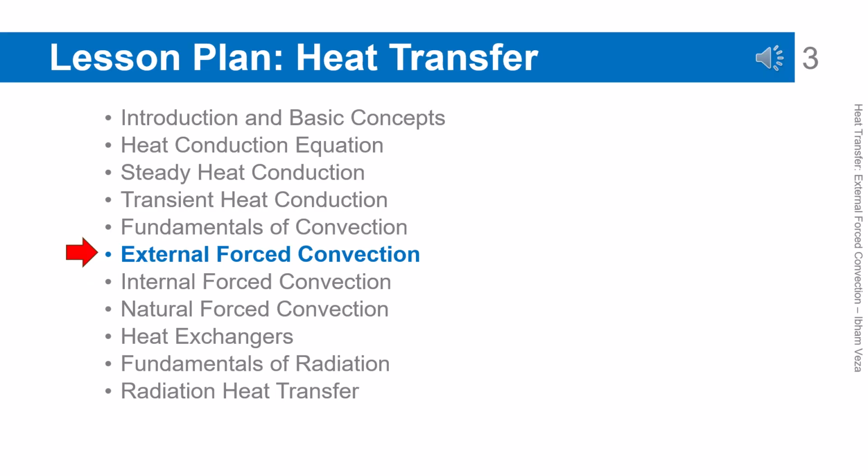Lesson plan: Heat transfer. This slide shows the position of external forced convection within the overall structure of the heat transfer course. Previous chapters discuss conduction and the fundamentals of convection, which are prerequisites for this topic. External forced convection is placed before internal forced convection and natural convection. This order shows the learning path from basic concepts to more complex applications. Understanding this map helps students see the connection between chapters.